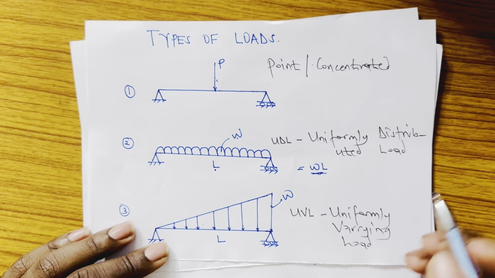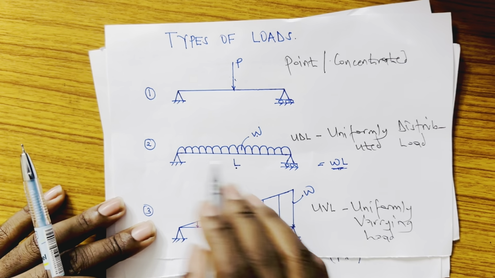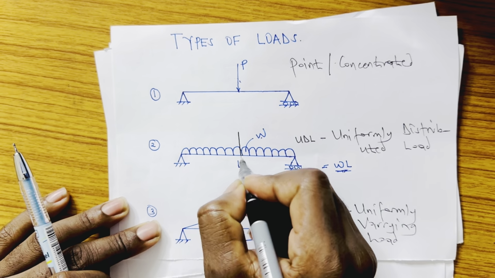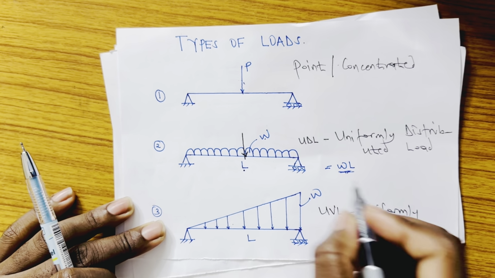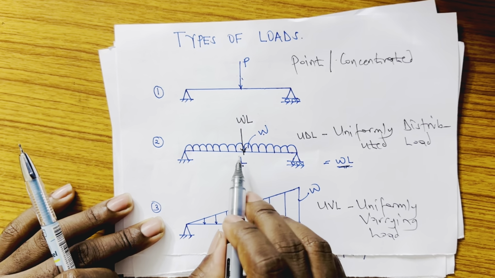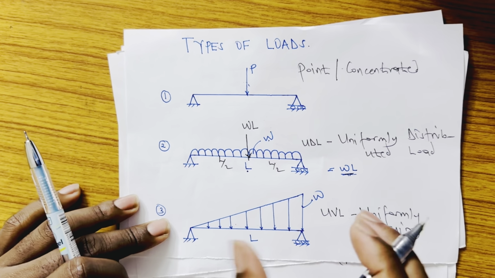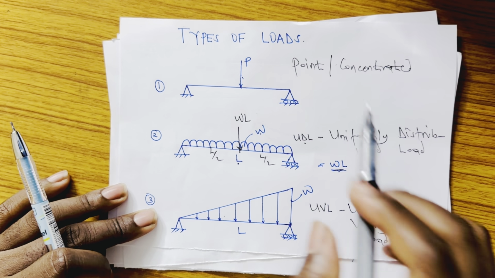But at which point do you have to put it? It acts as a point load at the center. If it is a simply supported beam, it acts at the center of the beam. So concentrated load will now become WL. So it acts at the center. This is L by 2. This side is L by 2. So this is how you convert UDL to a point load.